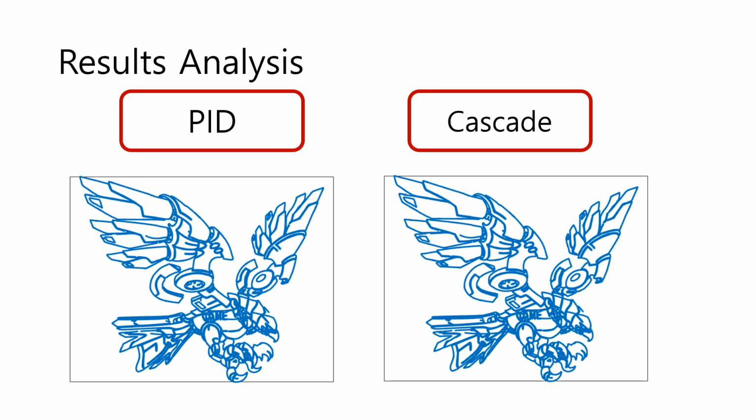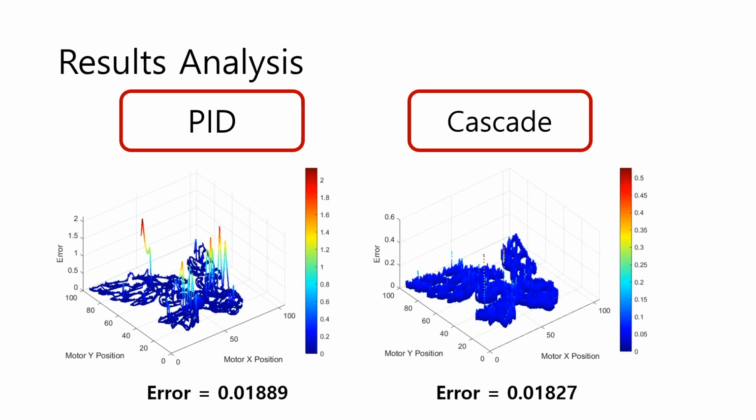These are the motor's drawings using different types of numerical control. The left drawing is drawn with PID control, and the right drawing is drawn with cascade PID control. As the control error scale is small compared to the entire drawing, it's difficult to recognize the difference. Now it shows the error value of each drawing. The left one has an error value of 0.01889 and the right one has the value of 0.01827. The cascade drawing has smaller error than the PID drawing. It shows that cascade is more delicate than PID.